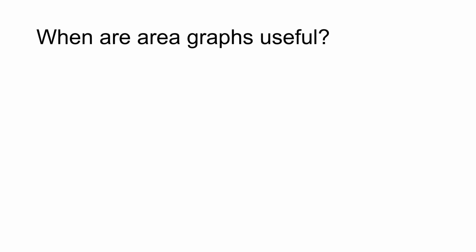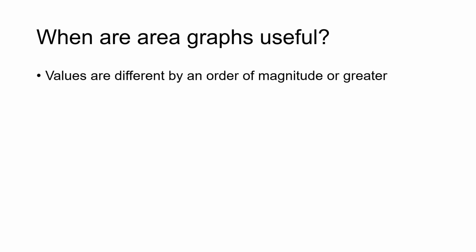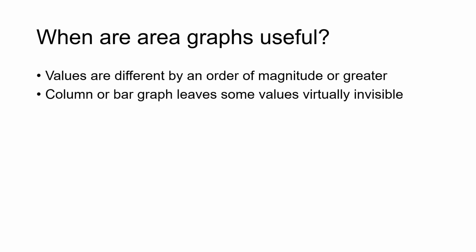Let's start by talking about when you would use an area graph. Area graphs are particularly useful when the values you want to compare are very different by an order of magnitude or greater, because in those situations, a column or bar graph is going to leave the smaller values virtually invisible because they are so small compared to the much larger values.